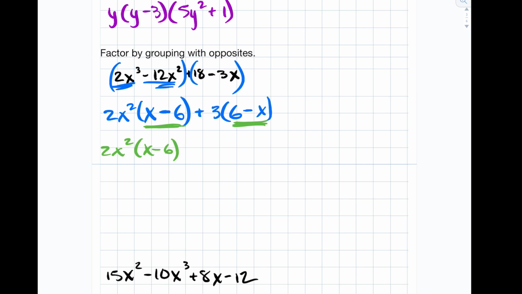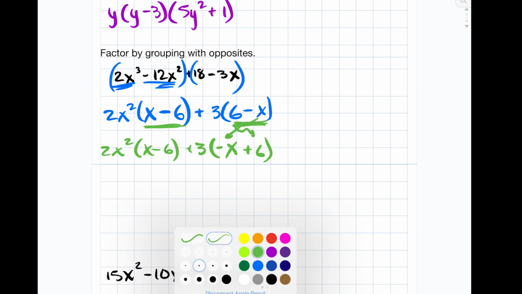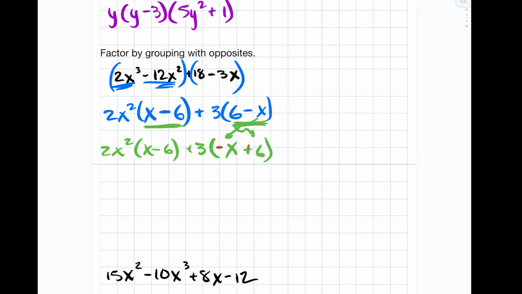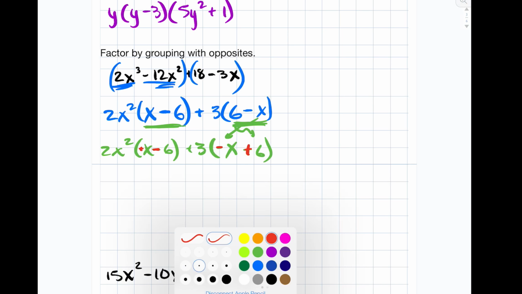This is going to be x minus 6 plus 3. I'm going to switch these two terms around. So the 6 is going to be over here. That's a positive 6. And the negative x over there. Okay, now once I've done that, I need to change these signs. This negative and this positive, I need to switch. So this way the x is positive and the 6 is negative. And this is how you do that.